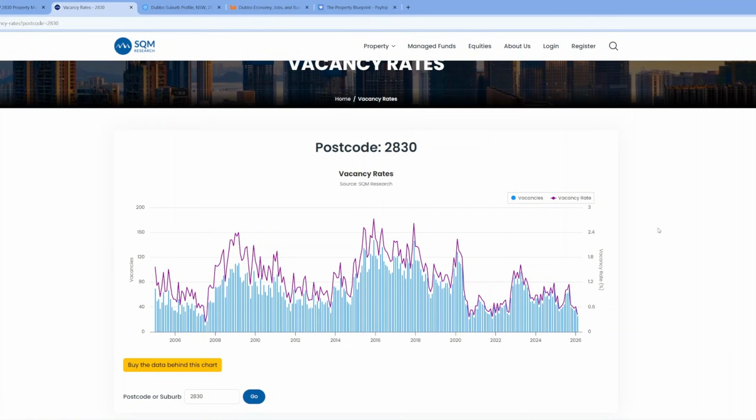And so you can see the market is incredibly tight. Anything under a 1% vacancy rate is an extremely tight market. Anything above 2% is a much softer rental market, and that can lead to more vacant properties. And so now we know that the rental market is also very tight. We're having good rent increases, we're having a low vacancy rate in that location.